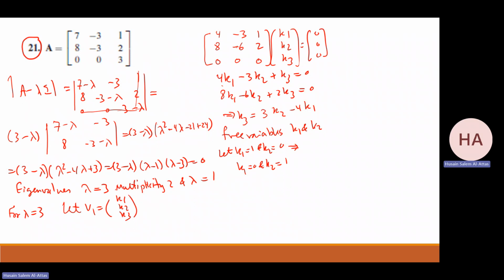What are we getting? If k1 is 1 and k2 is 0, I have what? k3 is minus 4. Is it? Check 0.